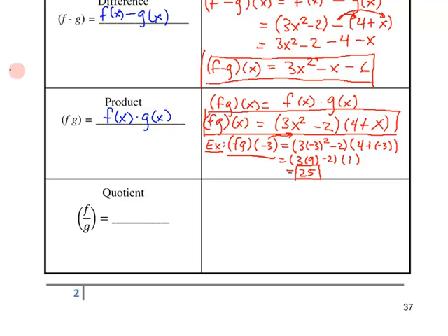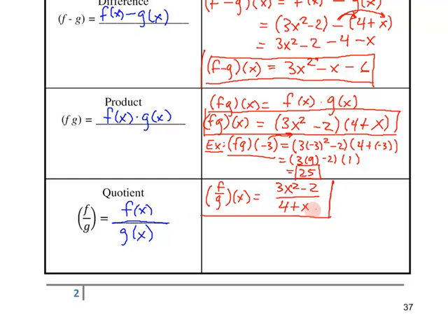Find the formula for fg and then plug in negative 3 into it. The quotient function, same deal, right? You're going to have that f divided by g, I'm going to use this as my fraction bar here, is f of x over g of x. So in our example, f over g of x would be 3x squared minus 2 for f of x over 4 plus x. There it is. That's all you got to do.